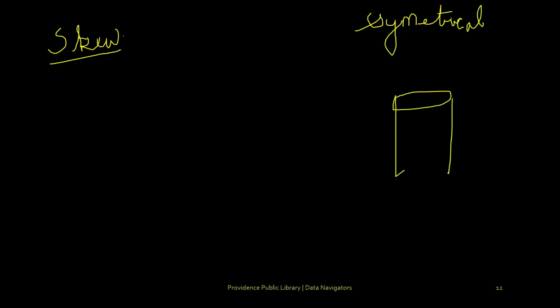Let's talk about skew. What is skew? S-K-E-W, skew. They call that skewness. What is skew? Just remember this word, symmetry. Symmetrical shape. A cylinder, a perfect cylinder, is a symmetrical shape.